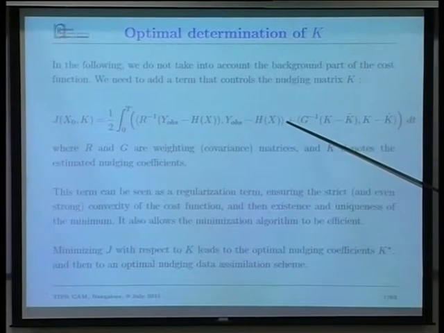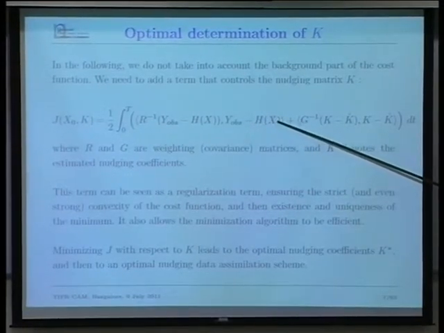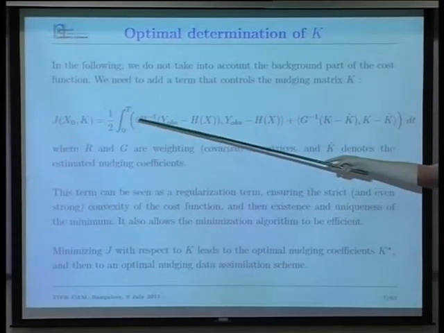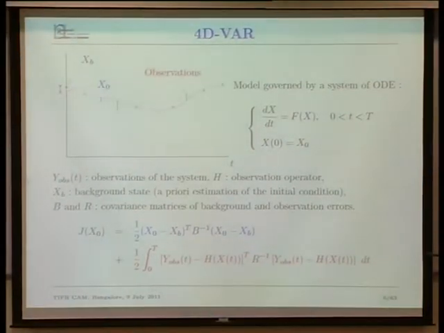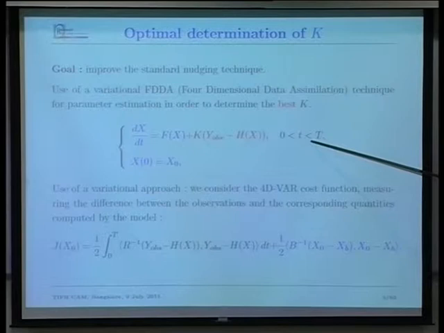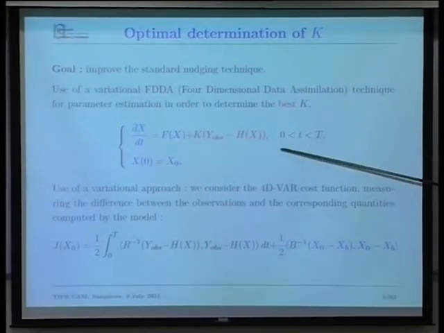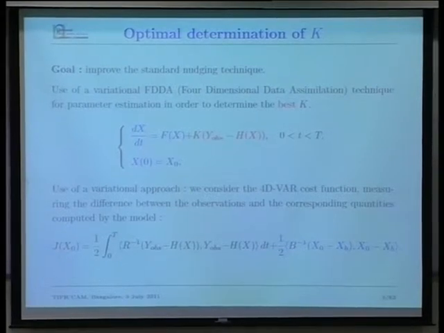Here, it's implicit, because x is an implicit function of x naught and K. x is the solution of this model here. Okay. So for a given x naught and K, you solve this equation, and then you get x.